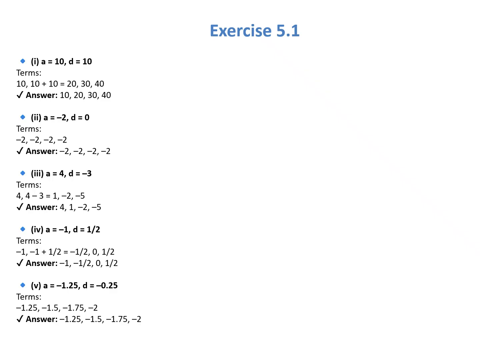What we have been given: A is equal to 10, D is equal to 10. So the first term is 10. Then we have to add the common difference: A plus D, A plus 2D, A plus 3D. We have the other terms. Likewise, if A is equal to minus 2 and D is equal to 0, we have to use the same formula. So the first term is A, the next term is A plus D, next is A plus 2D, and next we have A plus 3D. So we'll use this formula to define all the terms.